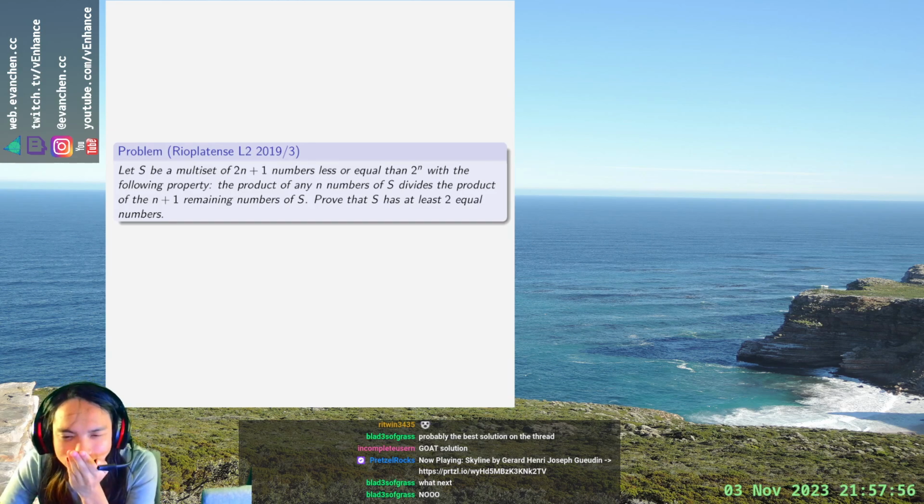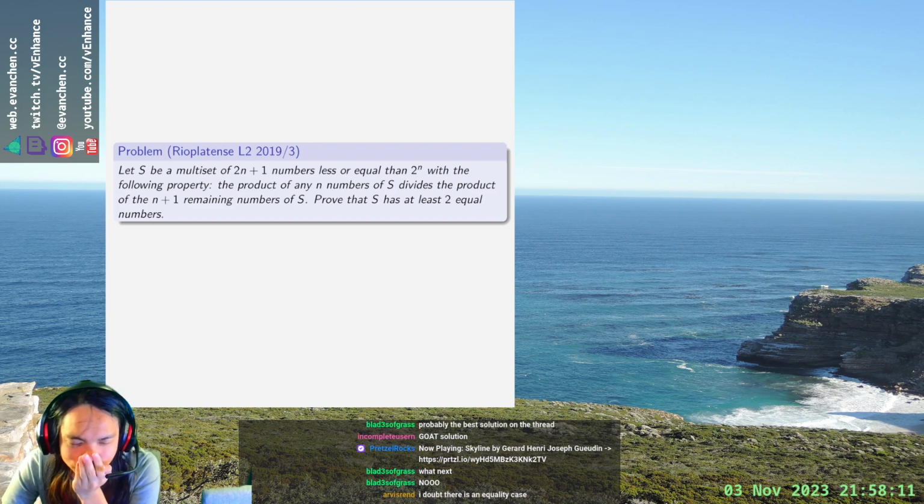Wait, actually, hang on. No, that's not the equality case. What am I talking about? Well, if all the numbers are equal, that's an equality case. Okay, interesting. Any n divides part of the other n plus 1 remaining numbers.